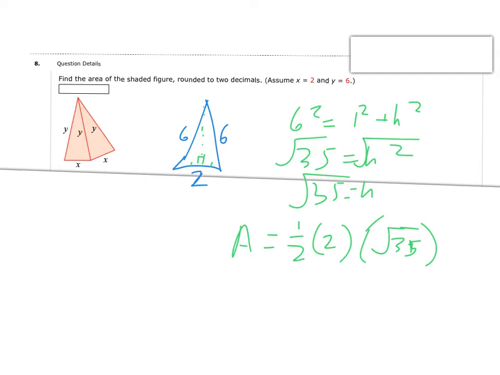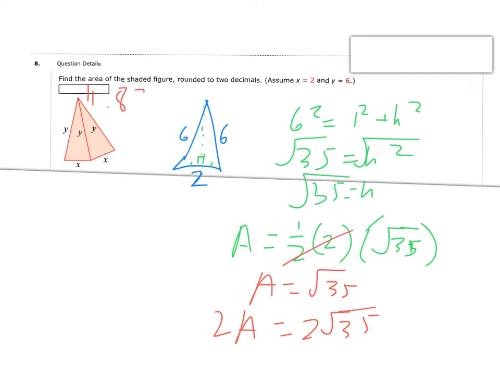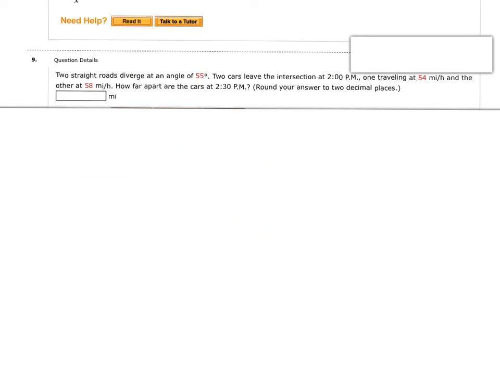So the area of this triangle then would actually, since these two cancel out, just be rad 35. But remember though, I had the area of the two triangles because this was just one of them. And so I would say that's 2 radical 35. You have to double it. So it does want a decimal place here, so I'm just going to do 2 radical 35, and that's going to give me 11.83. All right, next up here, let's see, we have two cars diverging at a 55-degree angle.